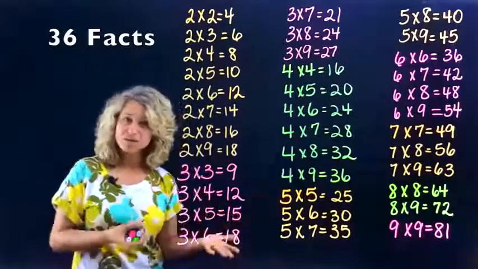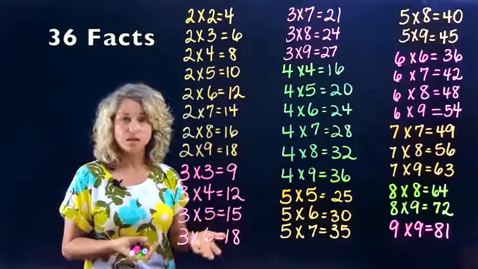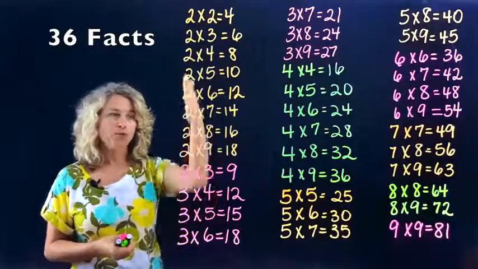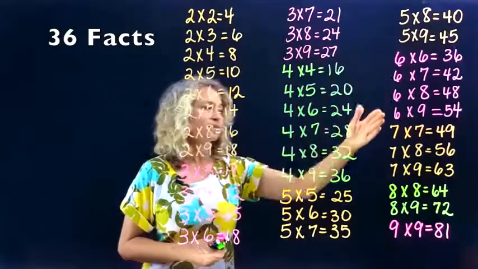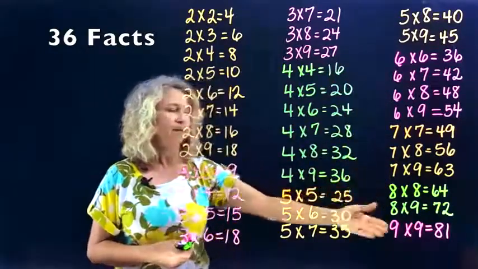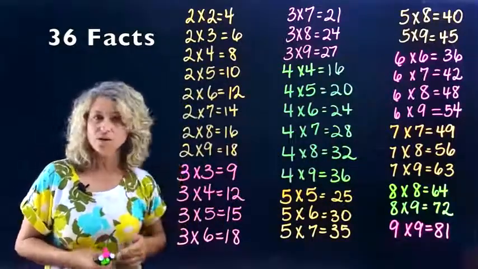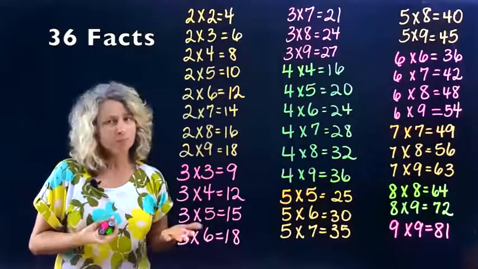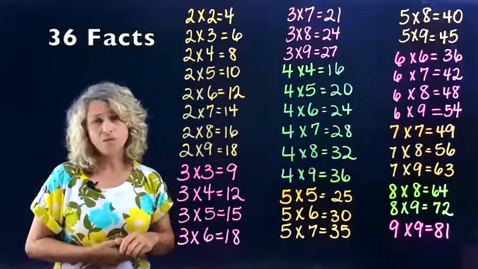All right, so here's the list of 36 facts that we found using the commutative property. Here are your 2's, 3's, 4's, 5's, 6's, 7's, 8's, and 9's. Use this list and cross out the ones that you already know. I bet you don't need to learn 36 facts. I bet you already know many of these.